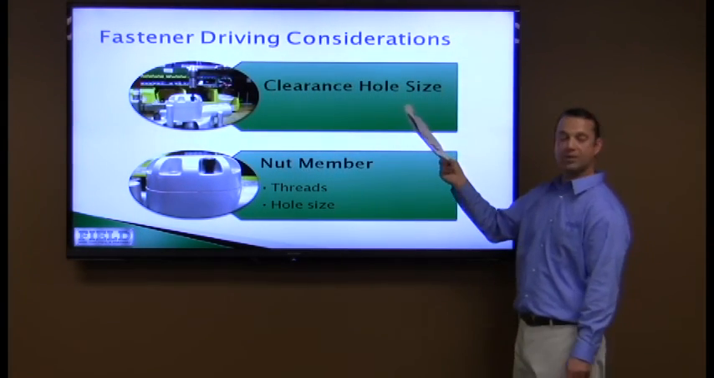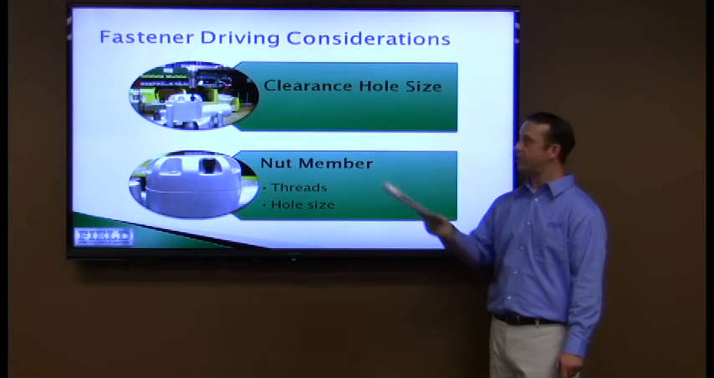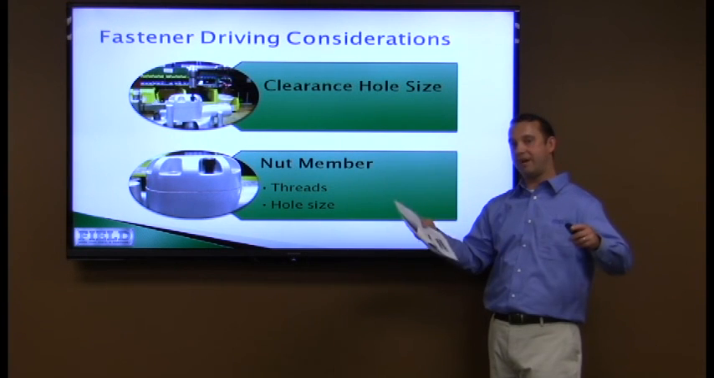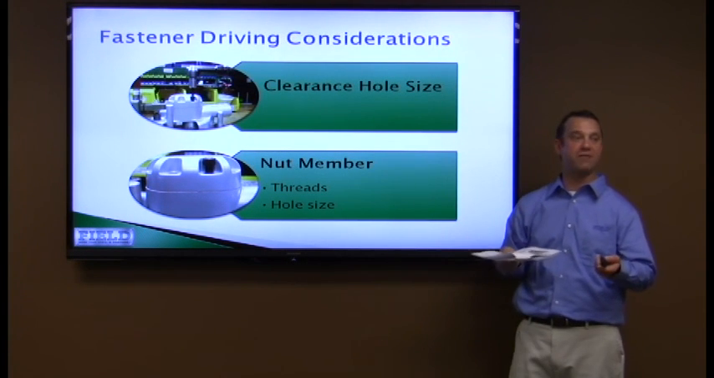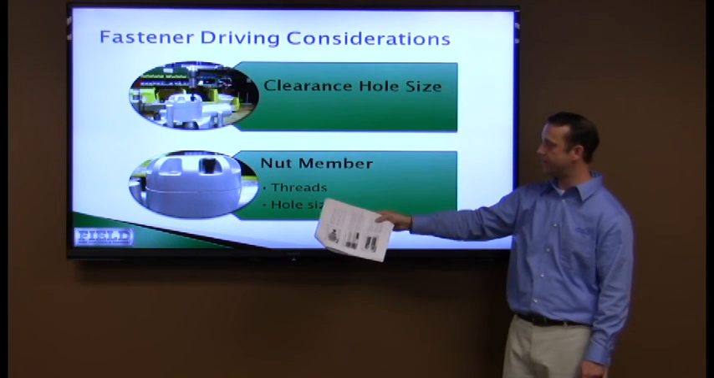Again, we talked about clearance hole sizes. A clearance hole size that's too small will add friction to your joint. A clearance hole size that's too big will allow you to have less friction in your joint. So both directions can affect your torque-tension relationship.